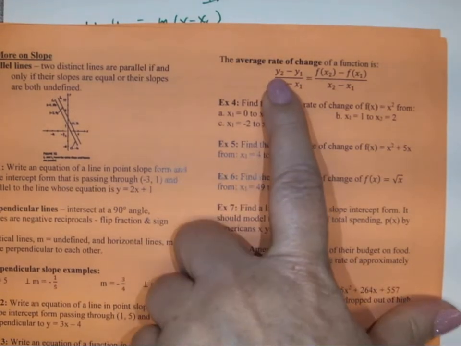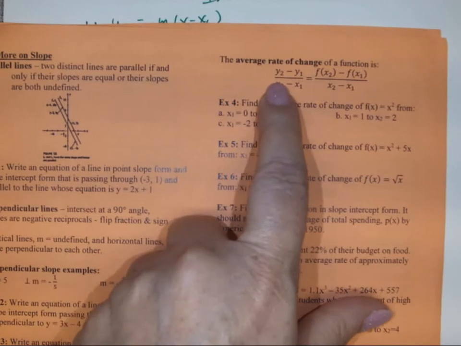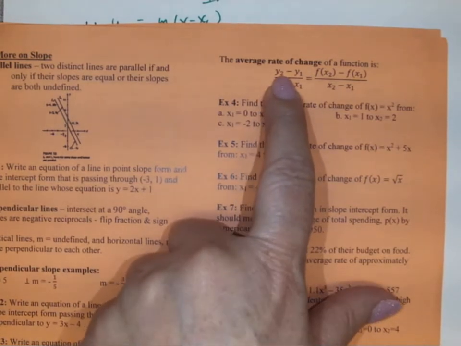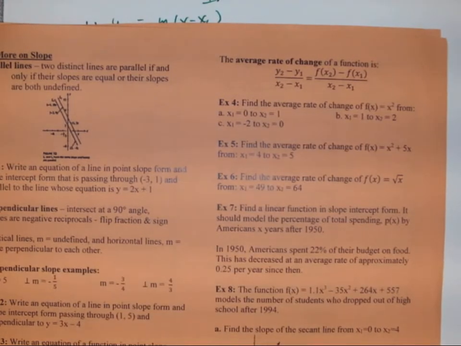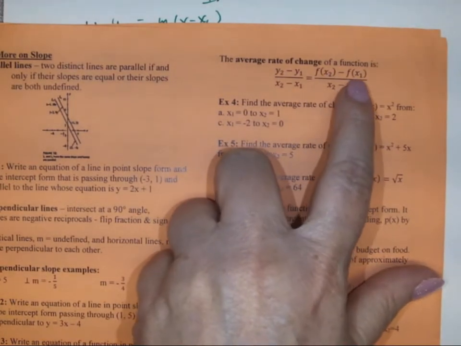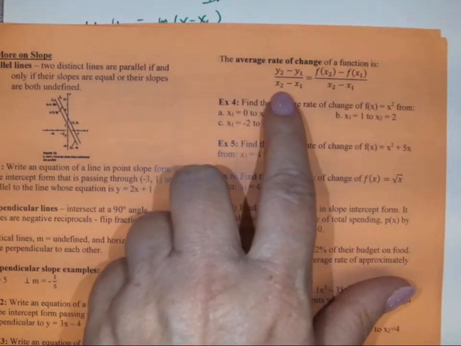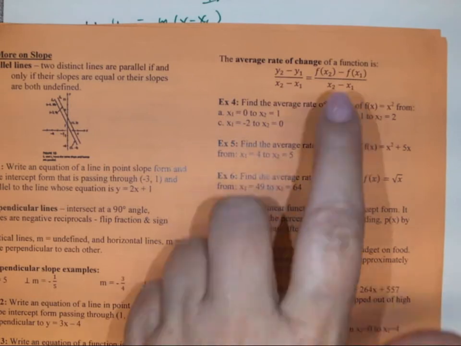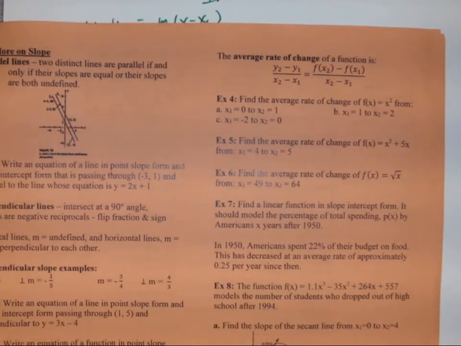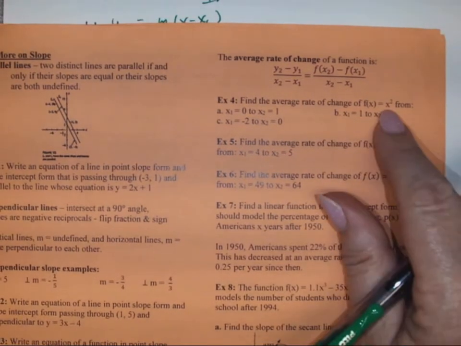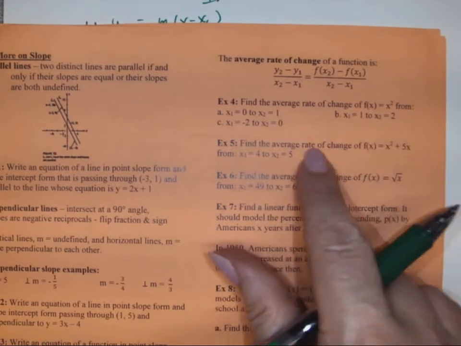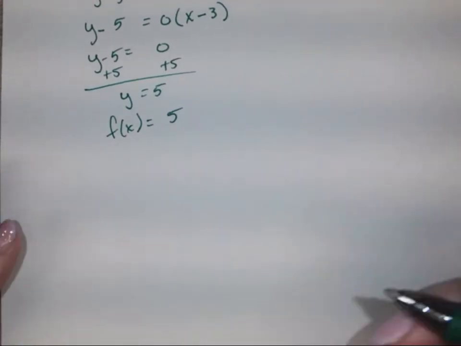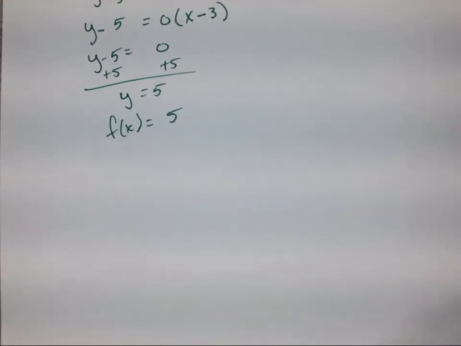Remember that y sub 2 is the same thing as f of x sub 2, because y is the same thing as f of x, but because we have that subscript notation, it's going to take on the 2, and this one will take on the 1. So we'll have f of x sub 2 minus f of x sub 1 still over x sub 2 minus x sub 1. So we're going to find the average rate of change of f of x equals x squared from a couple of different points. All right, so let's go to example 4.